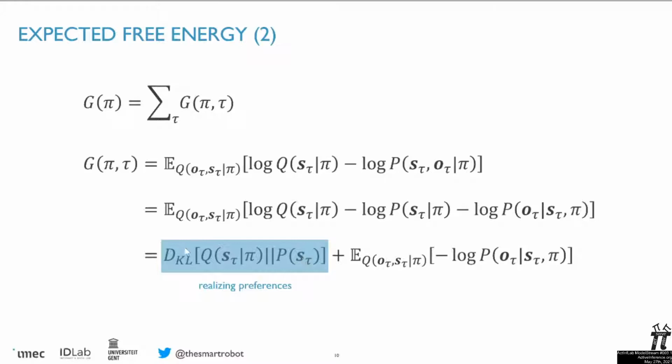So that's why you lose the conditioning on the policy in the last equation. This then becomes a KL divergence that says, okay, I want to find the policies that bring me close to the states that I prefer, that I like to be in. And on the other hand, you have this ambiguity term that says what I don't like is to visit states that can give me any observation that I cannot predict. So I don't like these ambiguous states where I don't really understand what's happening.